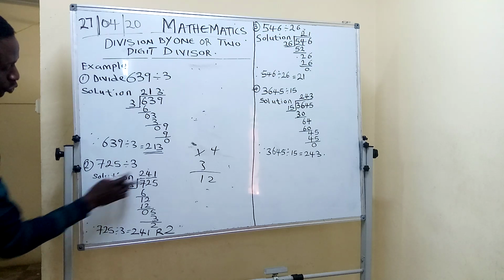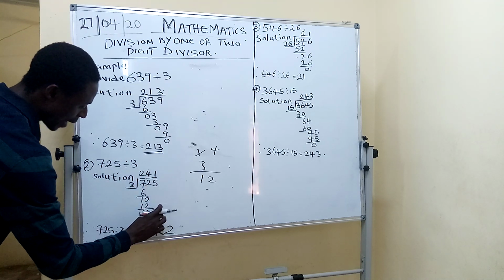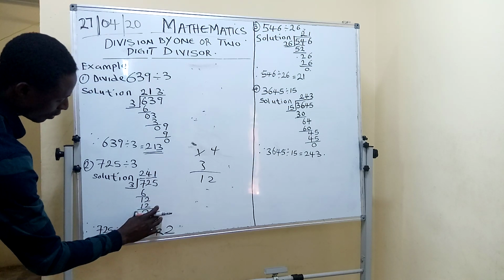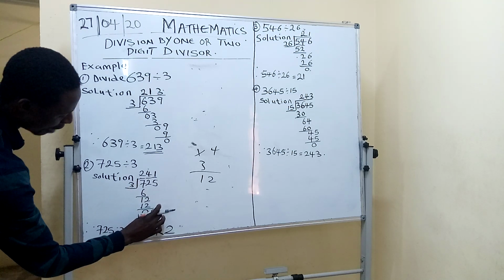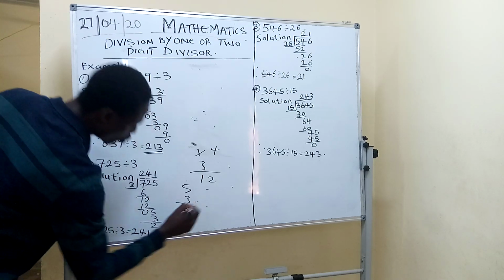Now, we move to the last number, which is 5. We bring the 5 down beside the 0, and we have 5. Now, you take this 3 again. How many 3 can we have in 5? If we remove 3 from 5, we have 2.